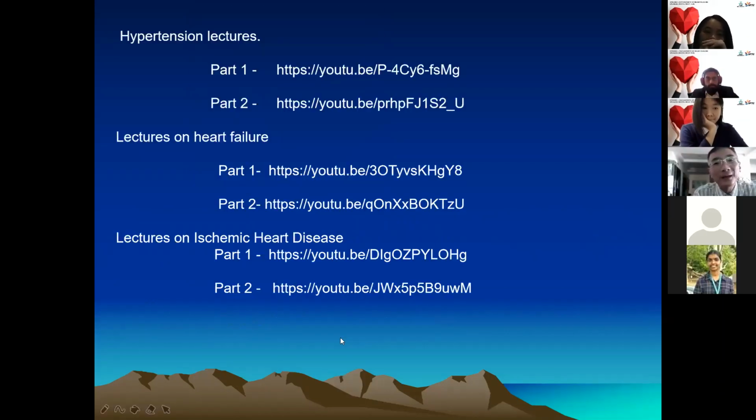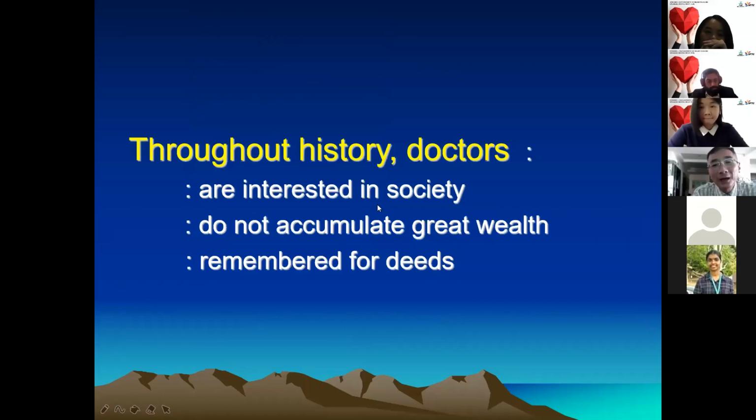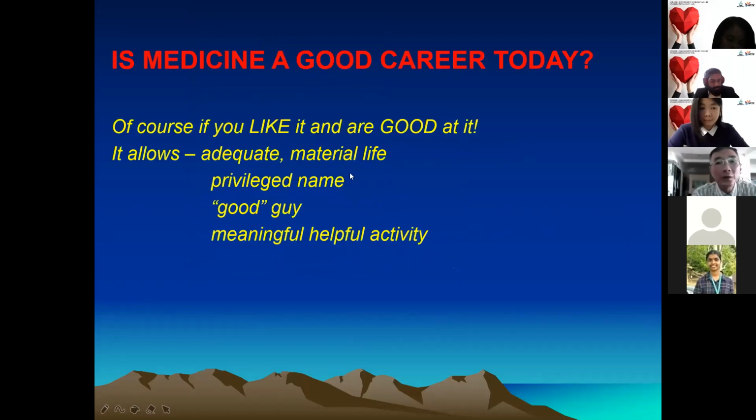So read these things. And so I end by telling you that throughout history, we doctors are interested in society. That's why I'm doing this today, interested in you guys, the future, you see. We cannot be very rich. We'll have enough, but hopefully we are remembered for the good deeds we have left behind. And is medicine good? I think yes.